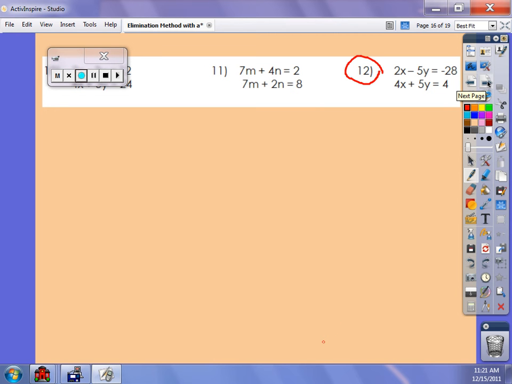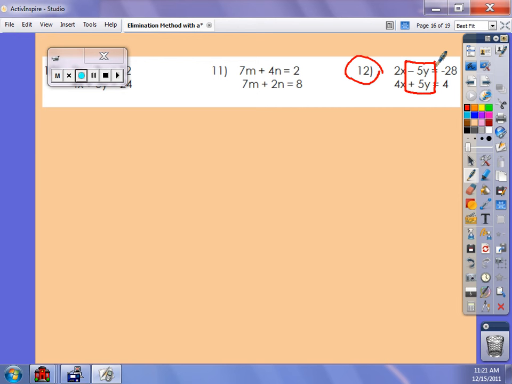Okay, let's look at number 12. In this case, notice you're going to look for the letter to eliminate. And in this case, I'm going to choose the y's. Okay, well, why am I going to choose the y's? Well, oops, sorry about the bell.